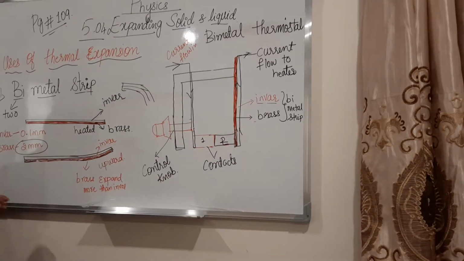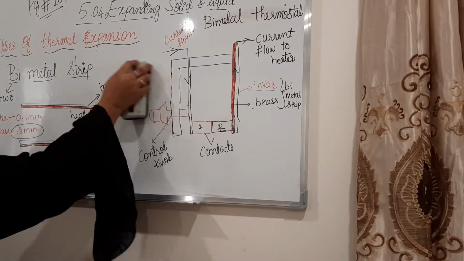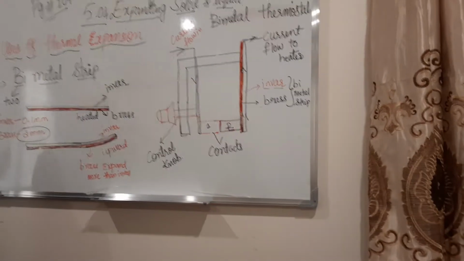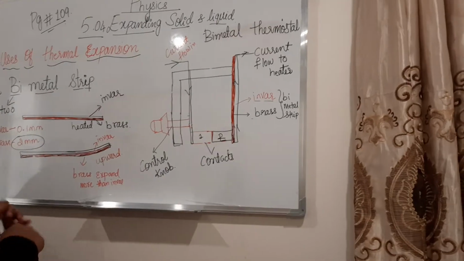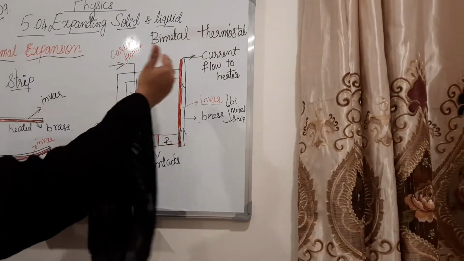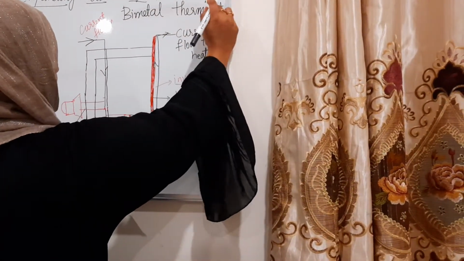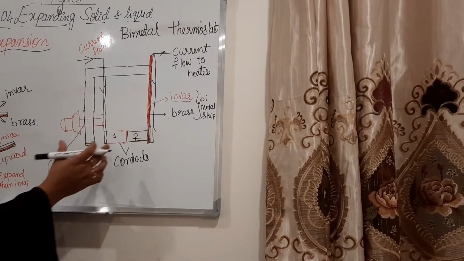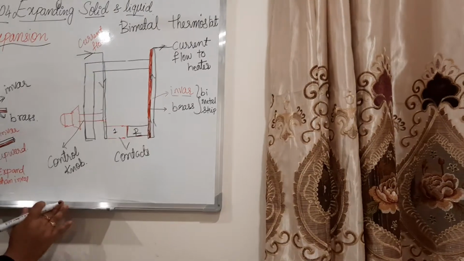Bimetallic strips are used in some of our daily appliances, like an electrical iron, electrical heater or electrical geyser. So let us see the function of the bimetallic strip used as a bimetal thermostat. A thermostat is used to control the temperature. This is a simple structure diagram of a bimetal thermostat.